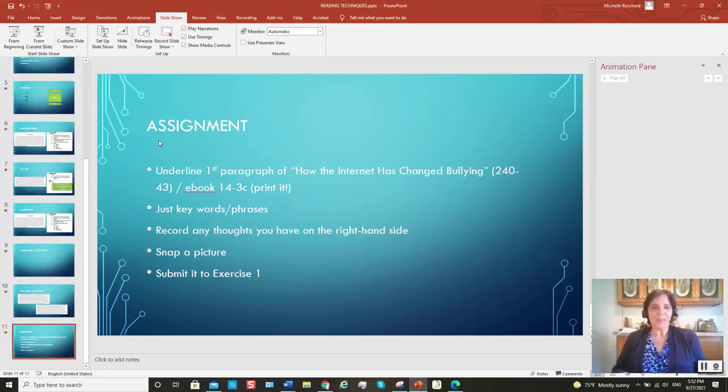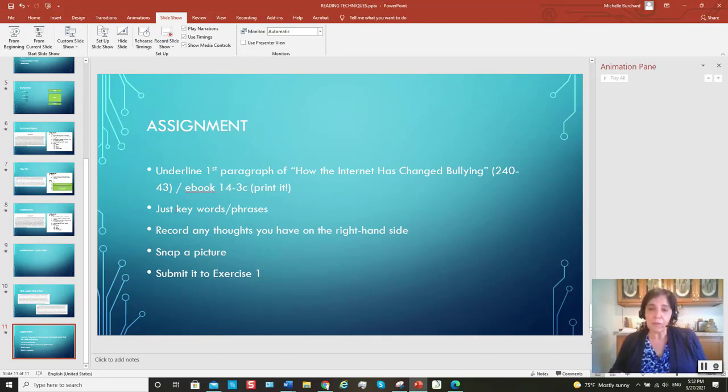So your assignment this week will be to underline just one paragraph, the first paragraph in the article, "How the Internet Has Changed Bullying." If you have your hard copy book, that would be pages 240 through 243. If you're in the ebook, I have included a link in the assignment, which is 14-3C. But you're going to want to print it off. So hopefully you have access to a printer, or you can go to campus and use one of the labs to print it.